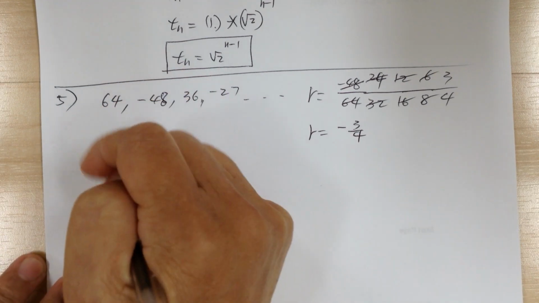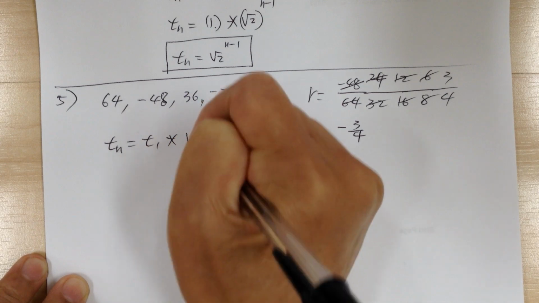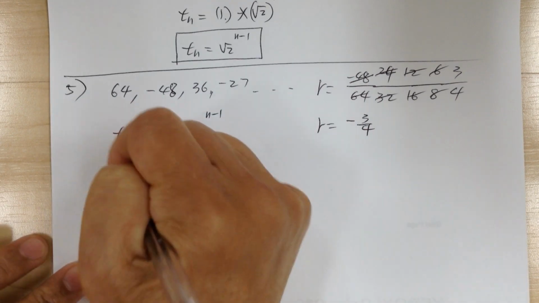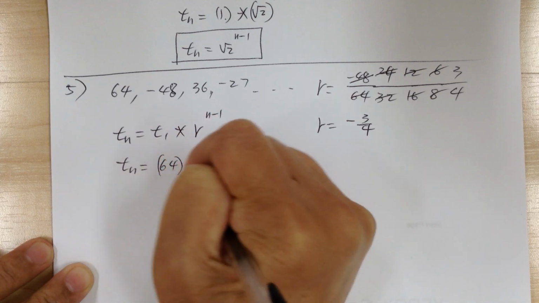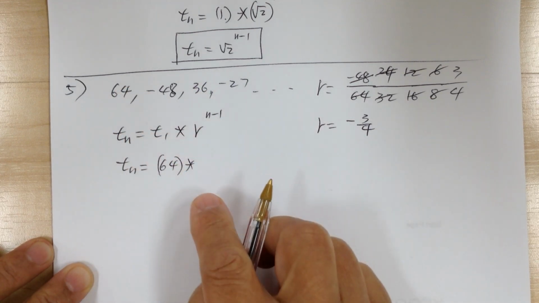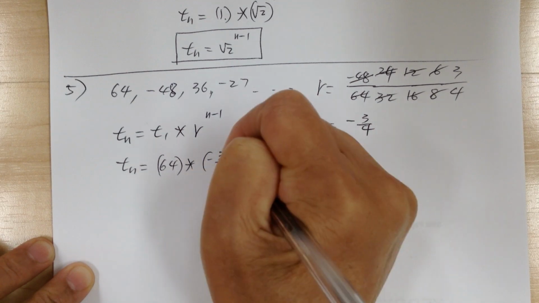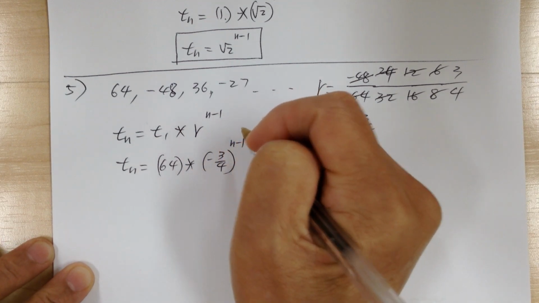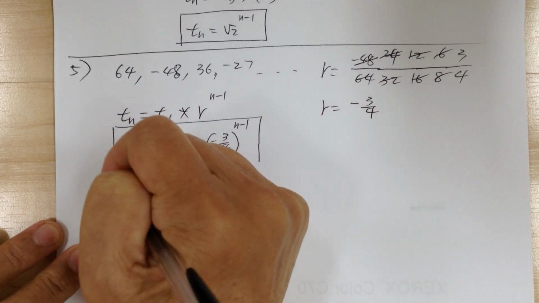Now you can start with your general formula. T of n equals T1 times R to the n minus 1. So T of n equals, T1 is 64. Again, whenever you substitute, put in parentheses. And this would be negative 3 over 4 to the n minus 1. Okay, and so that's it. That's your formula.